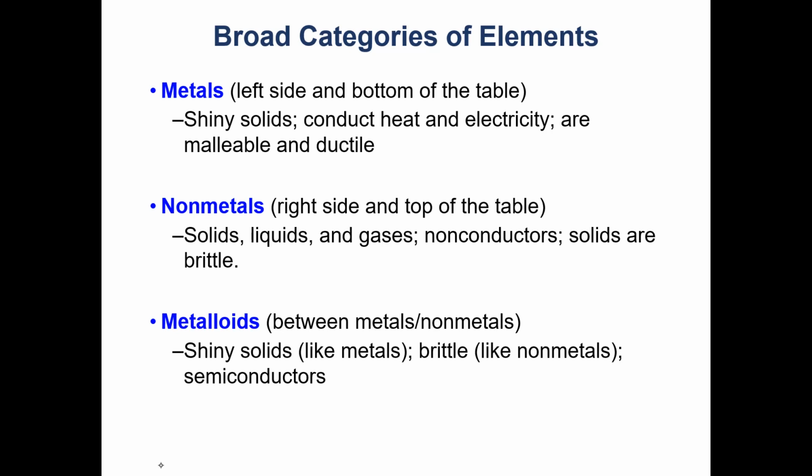And sometimes what we'll do for things like silicon, which we tend to use as chips in things like cell phones and tablets and laptops, is we will dope them with a metal. What doping does is it allows the semi-metal or metalloid to conduct electricity better.